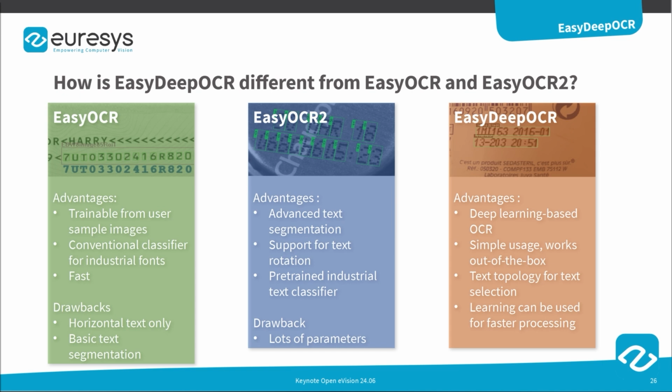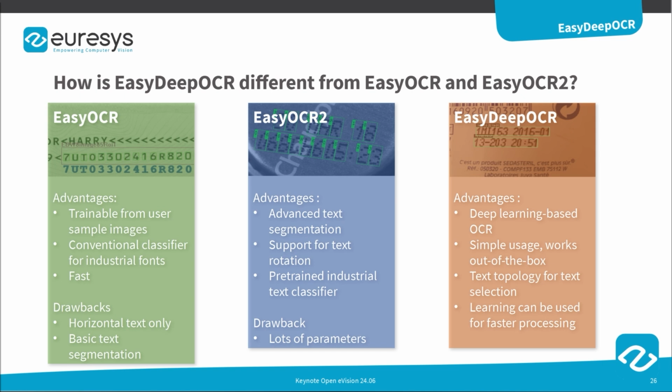First, it can read only horizontal text. And the segmentation, so the way to separate the text from the background, is really basic. EasyOCR2 moves forward for the segmentation, so it has an advanced segmentation and supports text rotation, and also some pre-trained deep learning industrial text classifier. But it's somehow difficult to configure, with a lot of parameters that have to be set up.